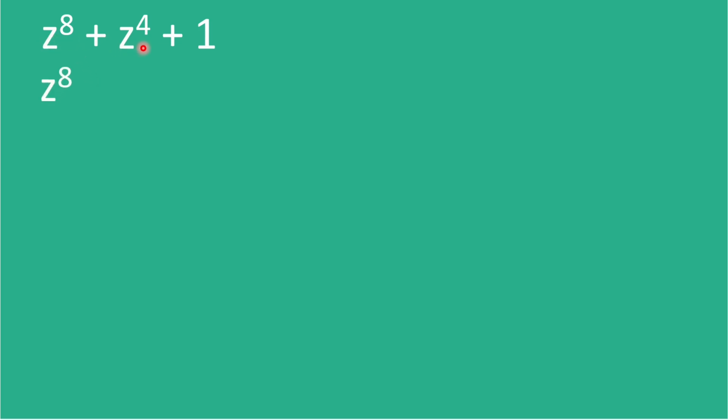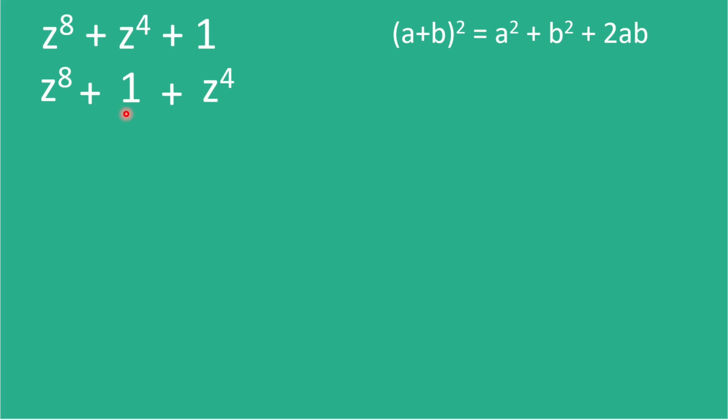First of all, we will rearrange the expression as z power 8 plus 1 plus z power 4, and now we will use this algebraic identity: a plus b all squared equals a squared plus b squared plus 2ab. So we can write z power 8 as z power 4 all squared, plus 1 equal to 1 squared, and then we have a squared plus b squared, then plus 2ab.